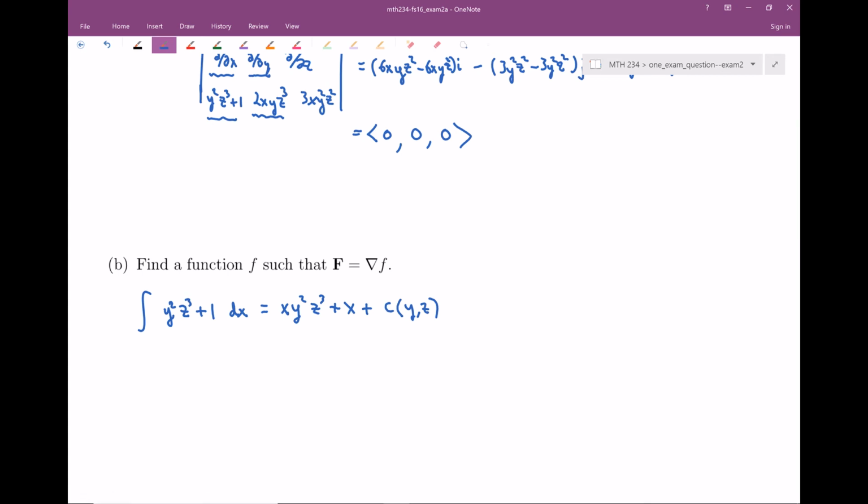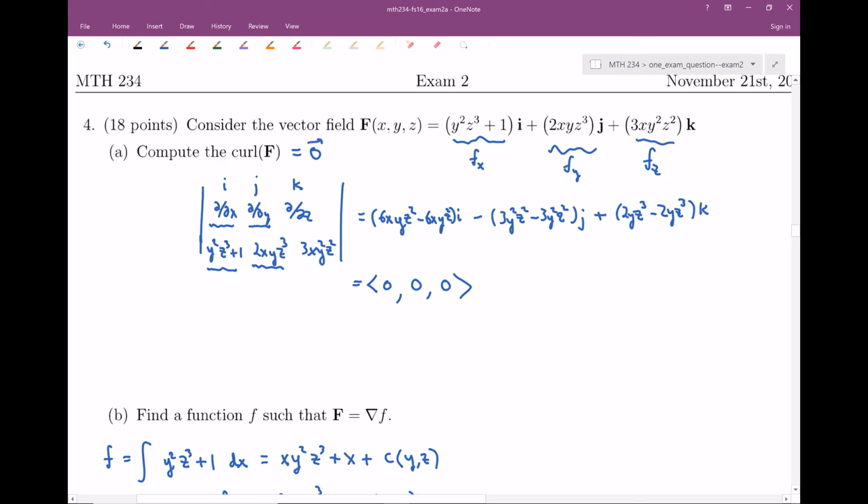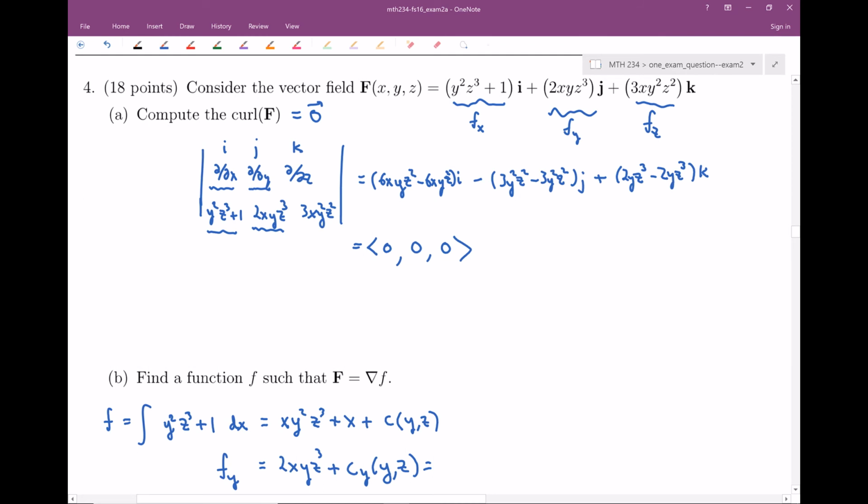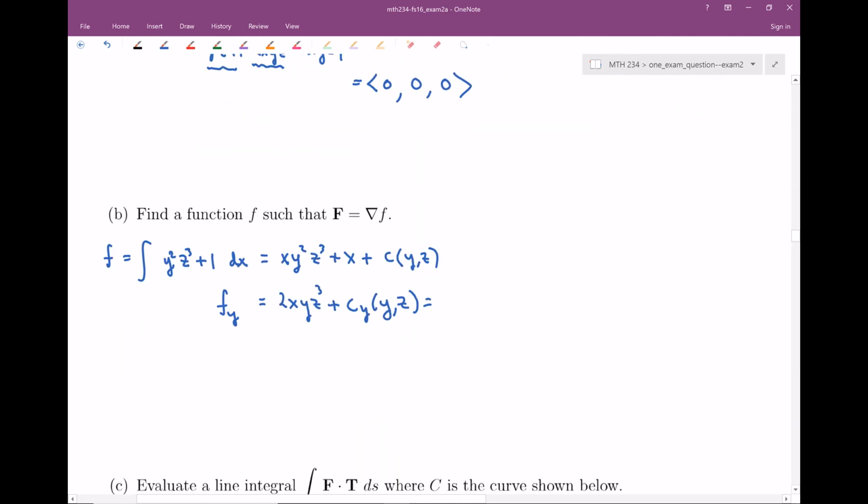Let's go ahead and take the derivative. Again, this is my proposed f right here. Let's go ahead and take the derivative of this with respect to y, and I'm going to get 2xyz cubed, let's see, plus 0, plus, and this is going to be the derivative of the c function with respect to y. Remember, f sub y, that should be equal to my second component. So I'm going to go ahead and set this equal to this 2xyz cubed.